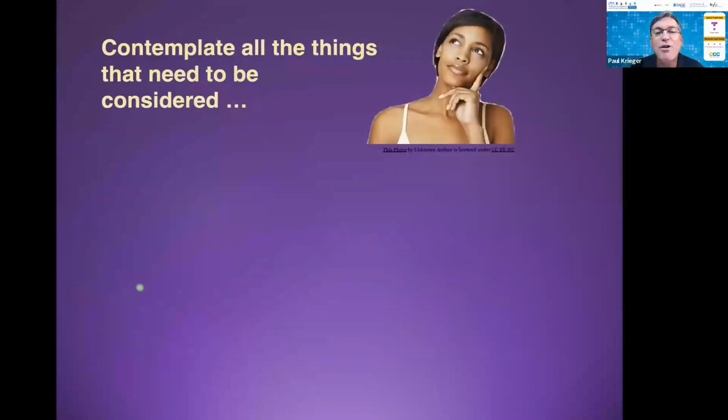So think of all the things you have to do and you have to contemplate when you're dealing with all the things that need to be considered with your glossary.